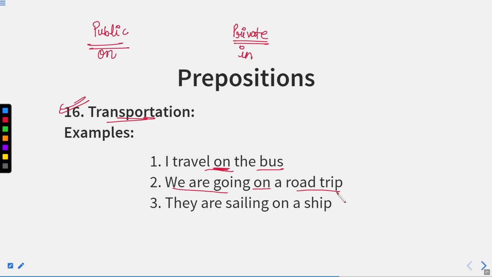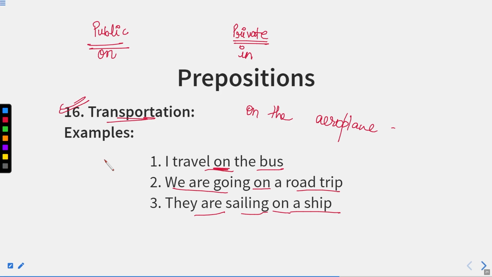We are going on a road trip. So on is used for this. They are sailing on a ship. Again, a ship is a public vehicle. So we use on. For example, on the train, on the aeroplane. Now, on the aeroplane does not mean that you are sitting on the roof of the aeroplane. No, of course you are in that particular aeroplane, but you are on the aeroplane just because that is also a public vehicle and you are using it. So in these cases, we use the preposition on to show public vehicles.